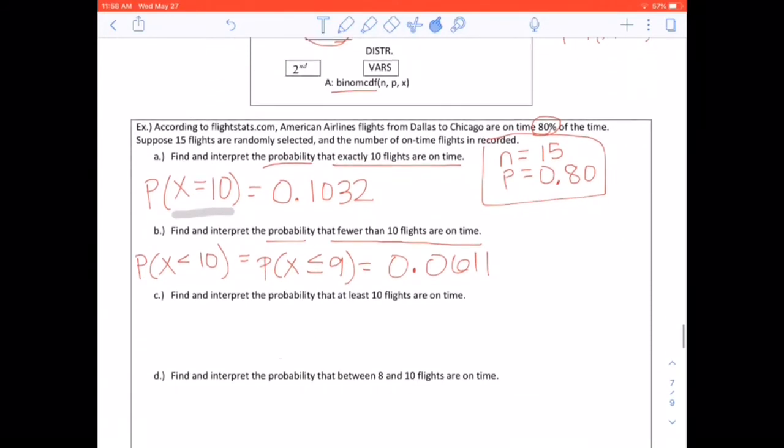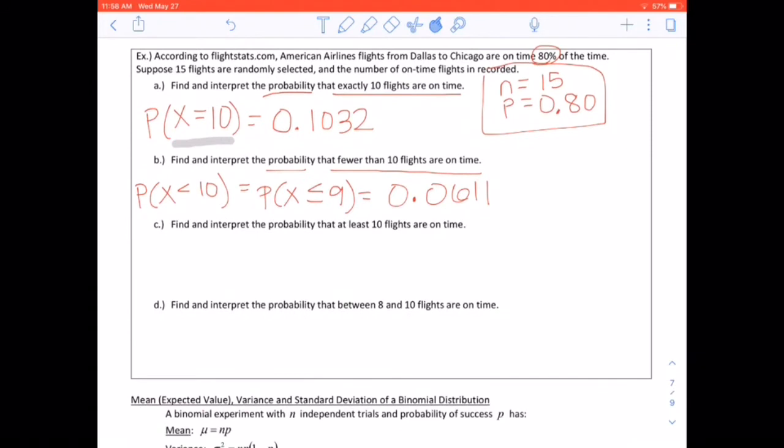For interpreting both of these, an interpretation for the first one is that the probability that exactly 10 flights out of 15 flights are on time is 0.1032. And interpreting part B would be the probability that fewer than 10 flights that are on time out of 15 is equal to 0.0611. So you can take a second to write those on your own.